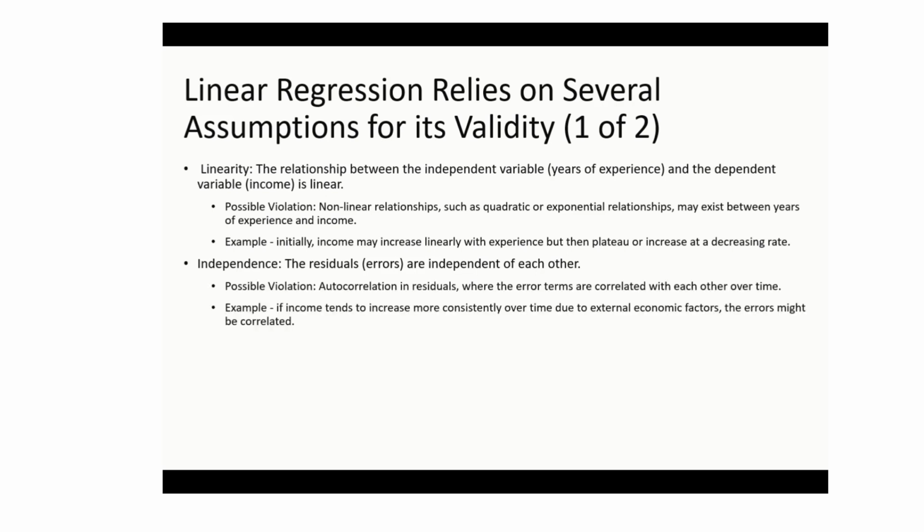Independence of the errors is another assumption of linear regression. A possible violation is when there's autocorrelation in the residuals, where the error terms are correlated with each other. A practical example of that is if income tends to increase more consistently over time due to external economic factors, the errors might then be correlated.